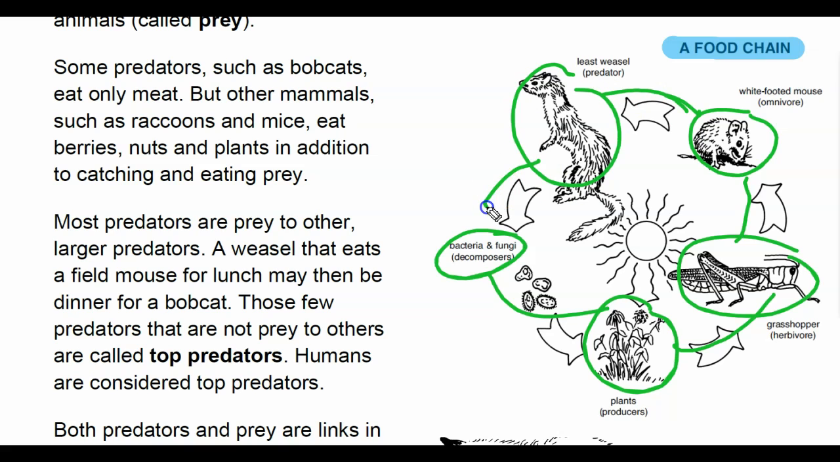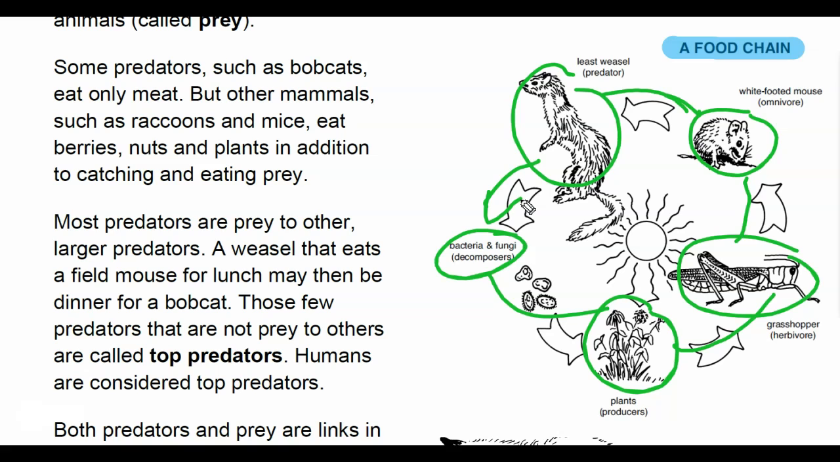And then you realize, like, what does a weasel do? Well, the bacteria and the fungi, it's like him pooping. Then he poops on the ground, and then that fertilizes the plants, which are eaten by the grasshopper, which is eaten by the mouse, and the mouse is eaten by the weasel, and then it starts all over again. And it just keeps on going.